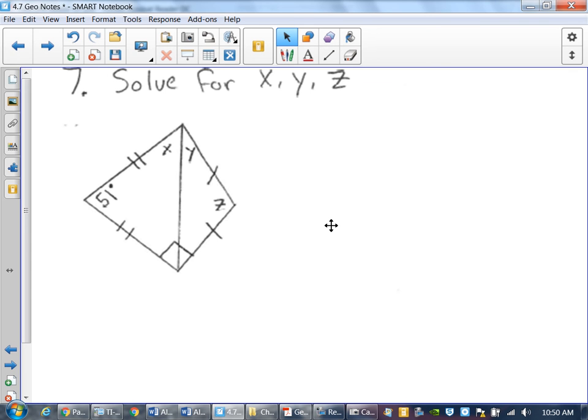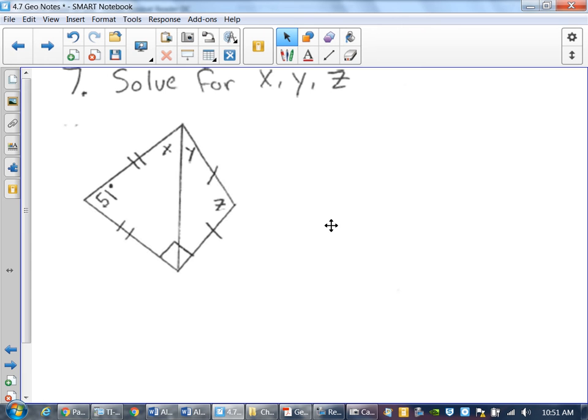Number 7 asks us to solve for angles x, y, and z. You have two triangles here, both of which are equilateral. We know that they're equilateral because you have the tick marks on the sides. Everybody see that okay? So, did I say equilateral? I meant isosceles, thank you. Sorry, they're isosceles.